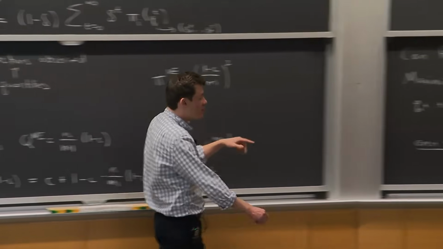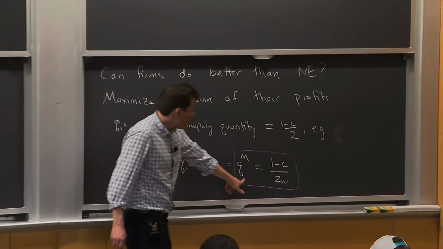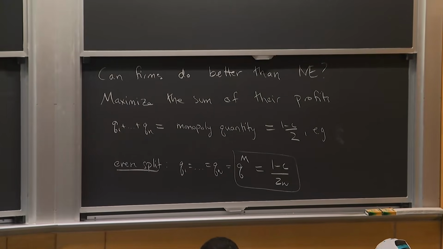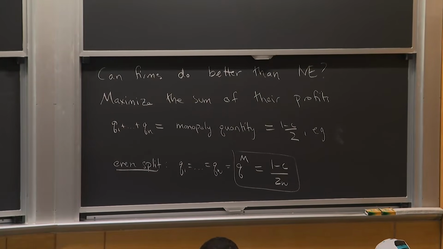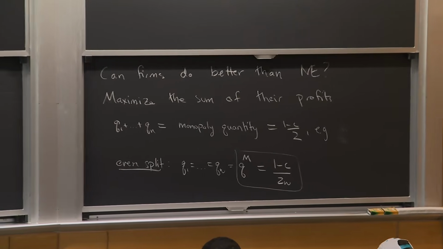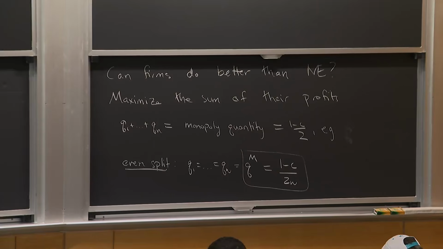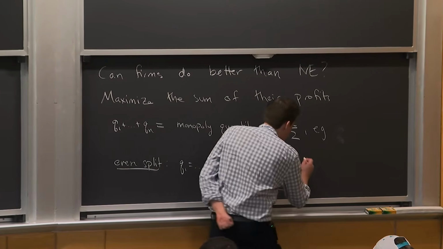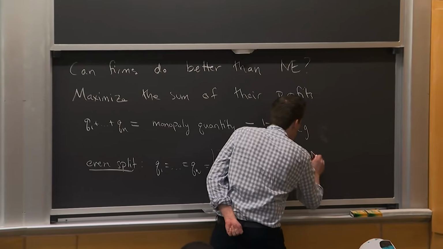They would actually do better if they each produce less. If they each produce less, then the market price is going to be higher, and the payoff of each firm is actually going to be strictly higher. The problem is this will not be an equilibrium. And what will happen is, suppose we did this. Let's just check. This is not going to be a Nash equilibrium.